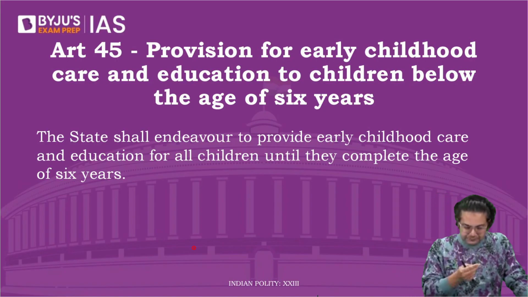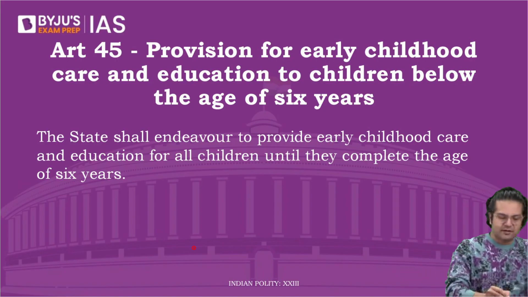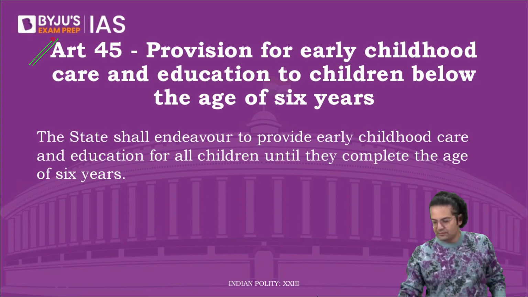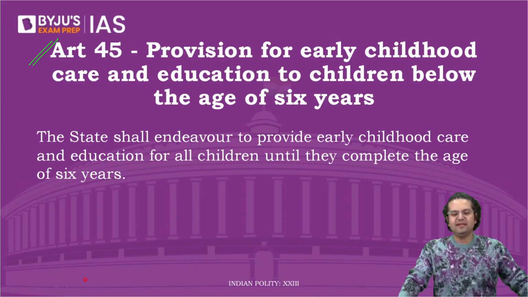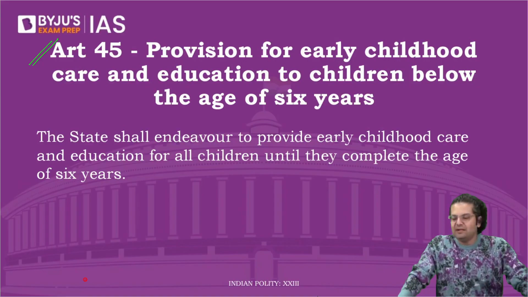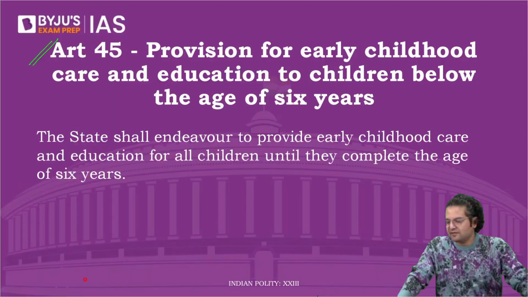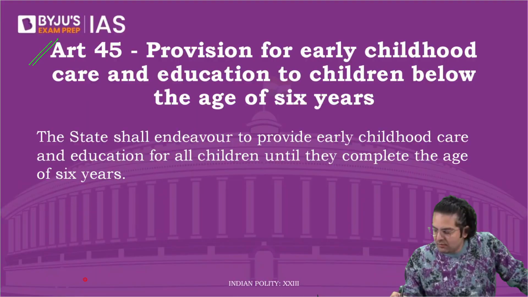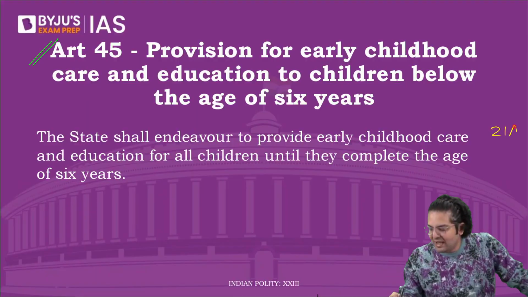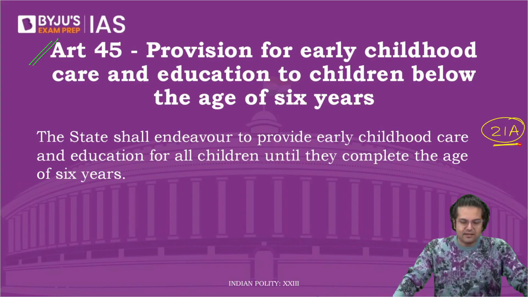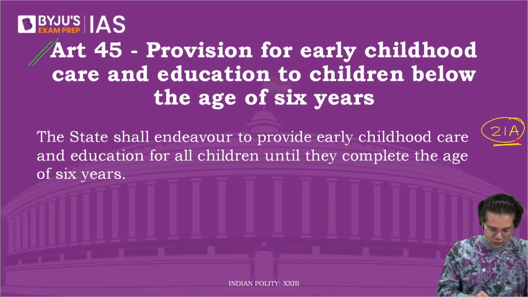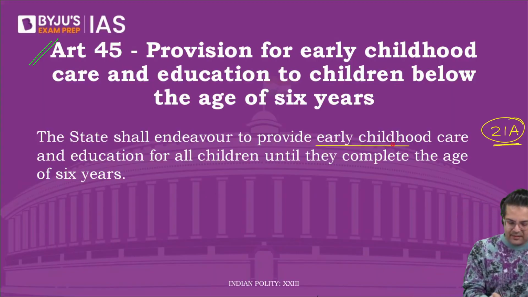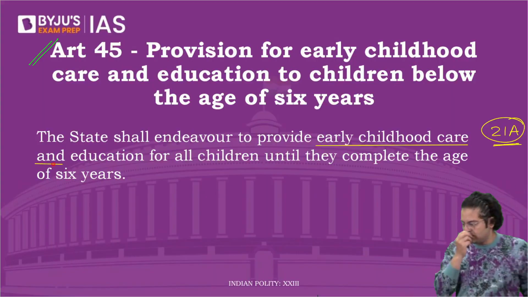Article 45. We have seen Article 45. This is the Early Childhood Care and Education, ECCE. ECCE. For kids between 0 to 6 years. We have discussed this under Article 21, capital A already. Remember this Article 21, capital A? What is that? Right to education. ECCE. Early Childhood Care and Education.